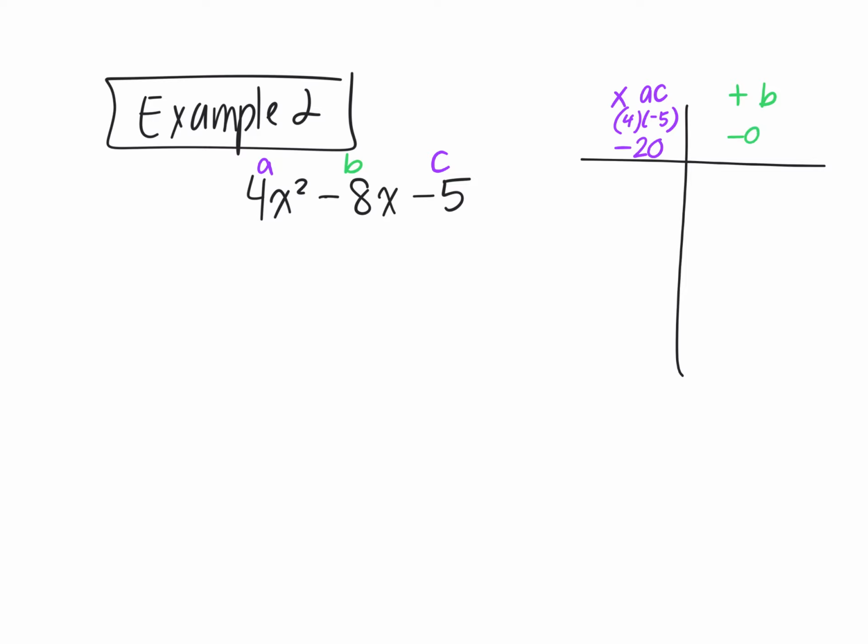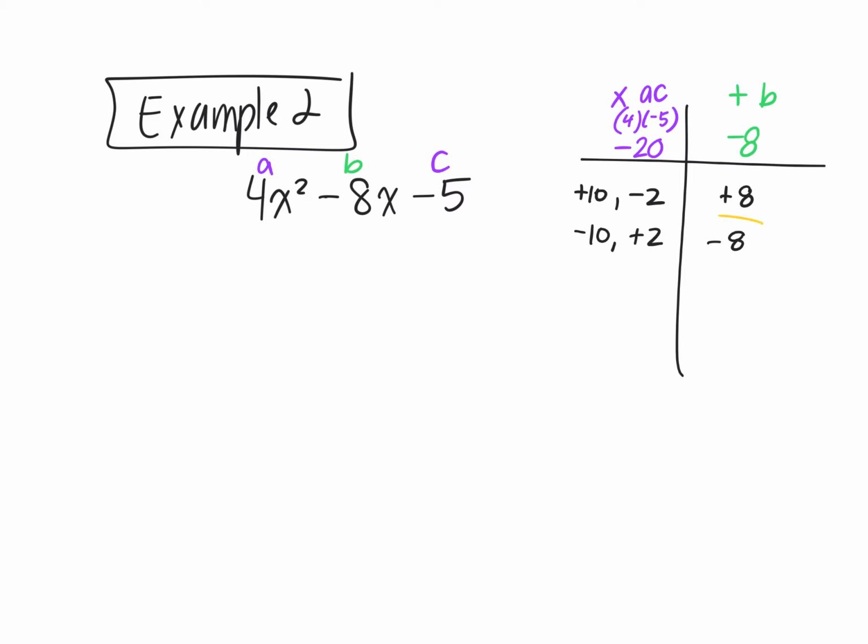And they have to add up to negative 8. So if you tried positive 10 times negative 2, what's 10 plus negative 2? Positive 8. That didn't work. So 10 plus negative 2 equals positive 8, so that doesn't work. Negative 10 and positive 2. What's negative 10 plus 2?